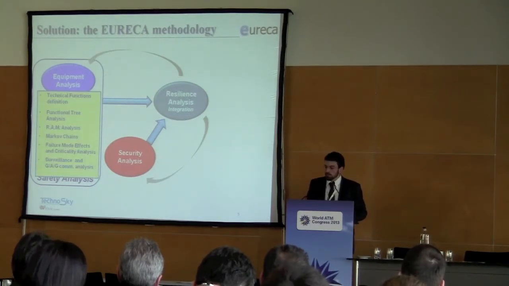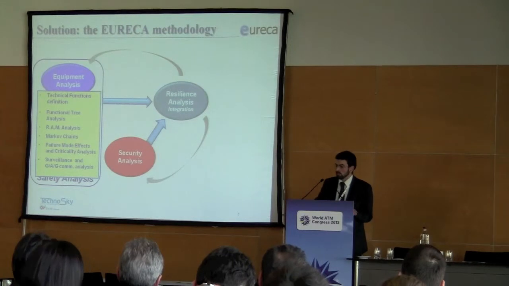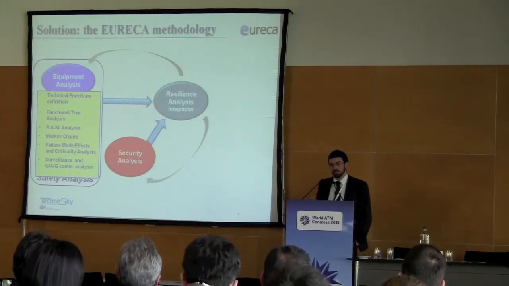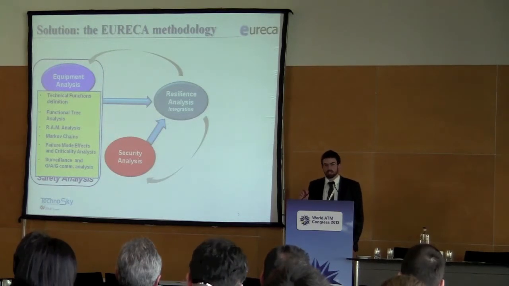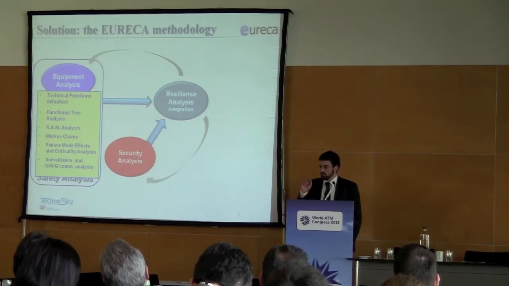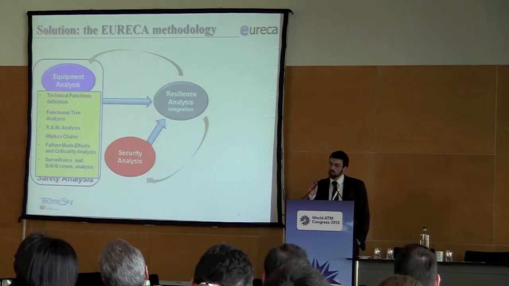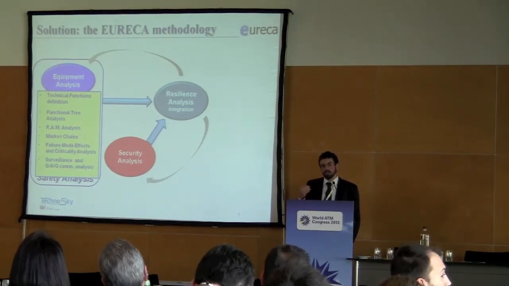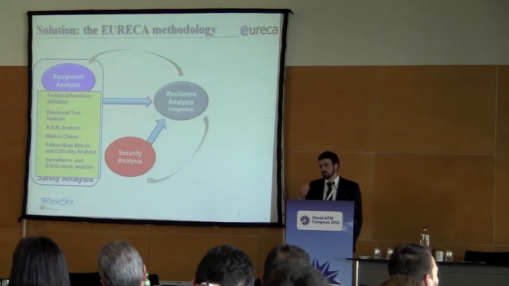So from the equipment analysis point of view, the Eureka methodology in the first step has the so-called functional tree analysis, a very particular way to analyze the architecture of the systems that uses a new concept, the technical function. The technical function is something like a subsystem that we want to assess through the functional tree.